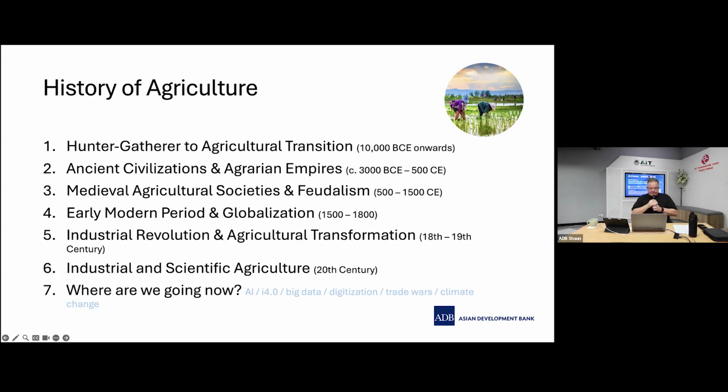agrarian empires. The medieval agricultural societies that we saw emerge in Europe was the next big phase. Feudalism started to rise. Lords of the manor controlled land, and sharecropping and others began to dominate the agricultural landscape in that period of time. Then we saw the rise of the early modern period of globalization. There was some trade that began between different countries during that period.